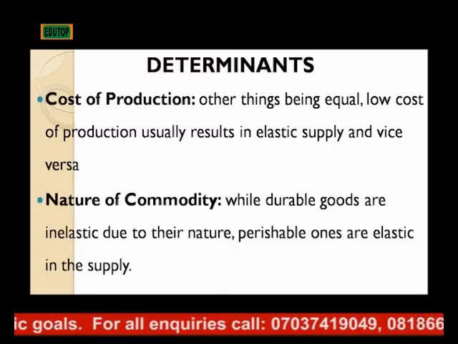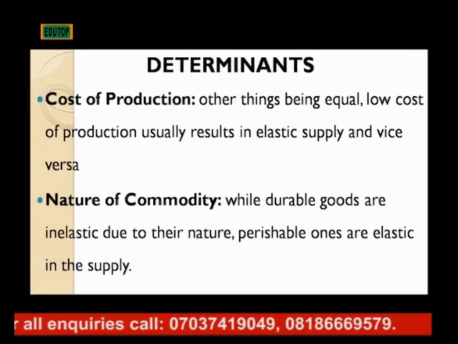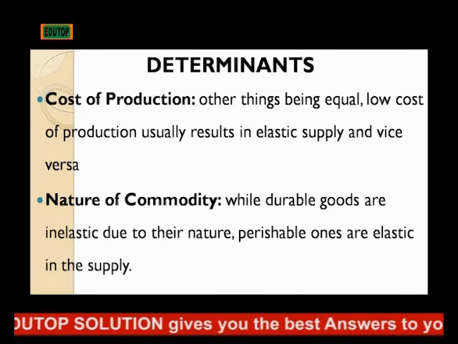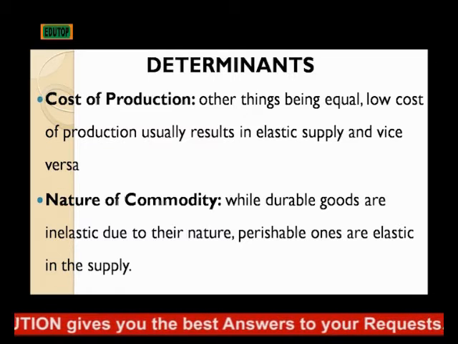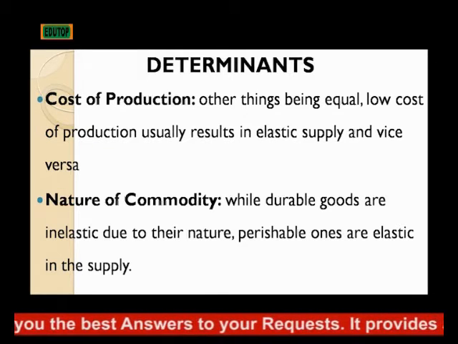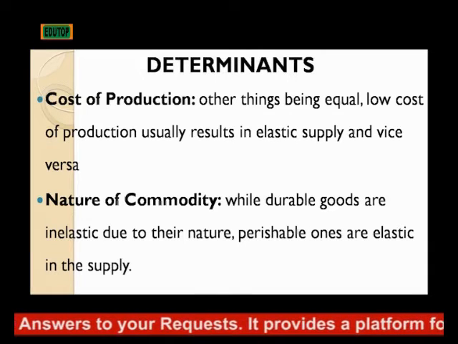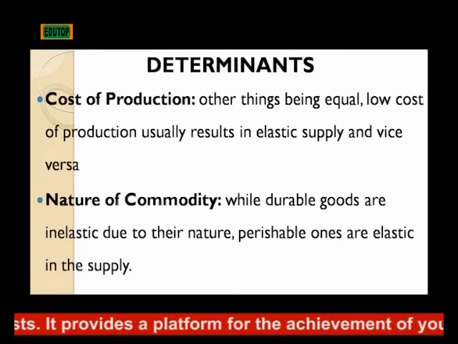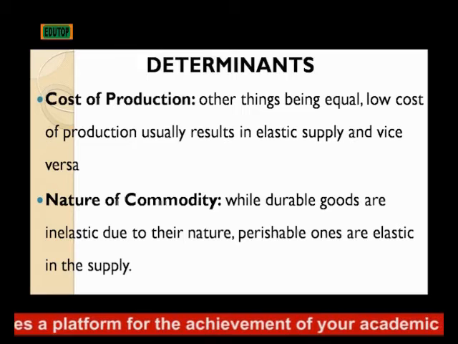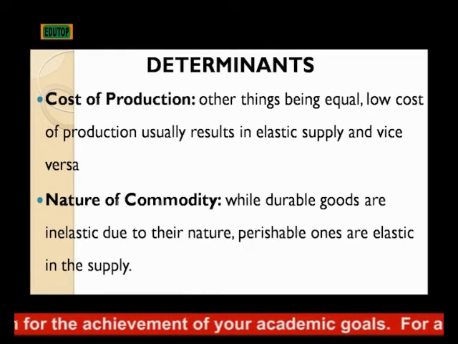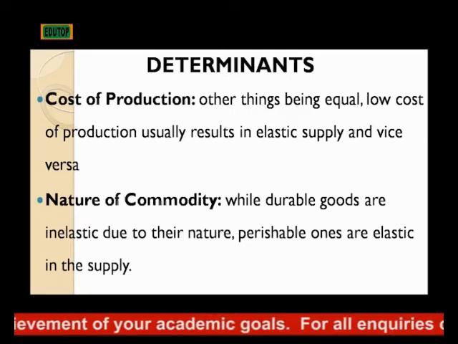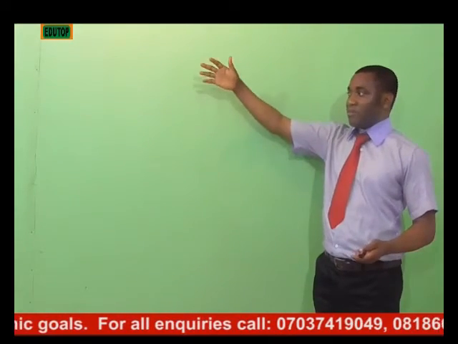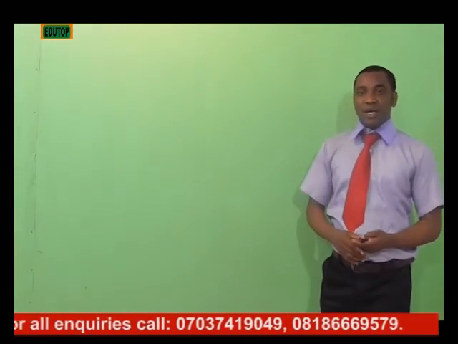Determinants of supply. What are the determinants of supply? The factors that affect the quantity of products that the producer will supply in the market. Number 1 is cost of production. Other things being equal, low cost of production usually results in an elastic supply and vice versa. That means when there is low cost of production of a particular product, there will be more of such product supplied into the market. And the other way around, when the cost of production is very high, there will be a reduction in the production of that particular product.